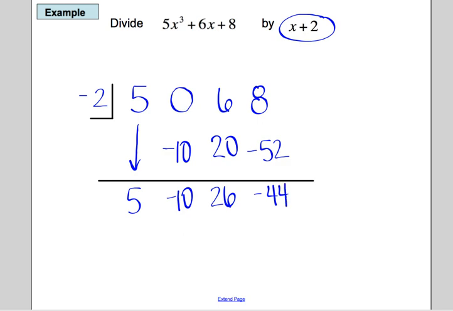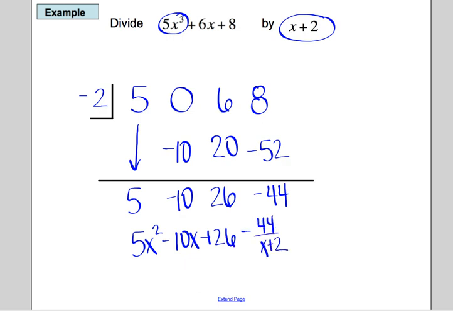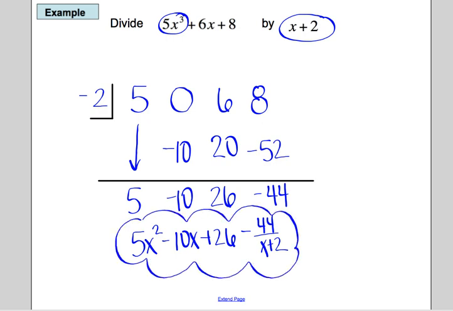When we write the final answer, remember we take the x cubed and we drop the exponent down by 1, and we use the coefficients below. So we have 5x squared minus 10x plus 26, and our remainder we put over x plus 2. And this will be our final answer if we were dividing. Right now, we're really just practicing the process. We're going to see later on how this is going to help us move further in our graphing of polynomials.